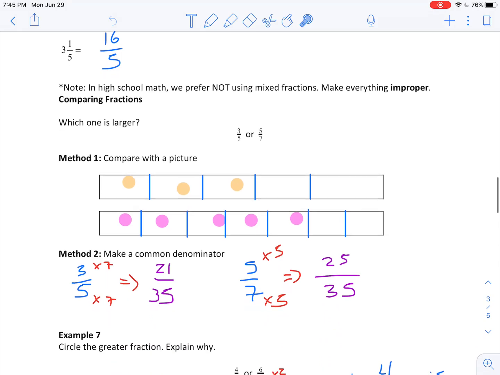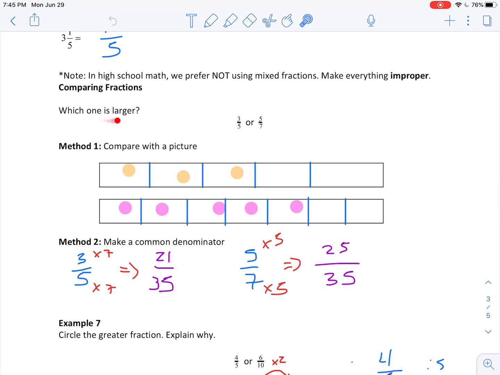So when we compare fractions in terms of which one is larger, I have 3 over 5 or 5 over 7. If I compare the picture, this is broken into 1, 2, 3, 4, 5 spaces, and this is what 3 of them look like. The other one is broken into 7 spaces, and I occupy 5 of them. Visually, we can tell that this one contains more, or this one is larger.